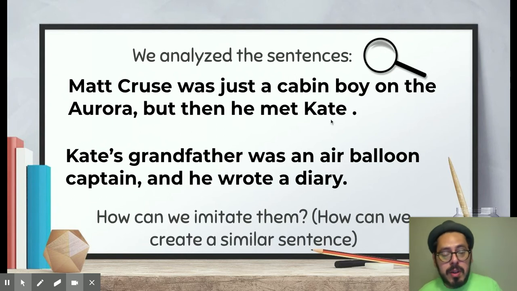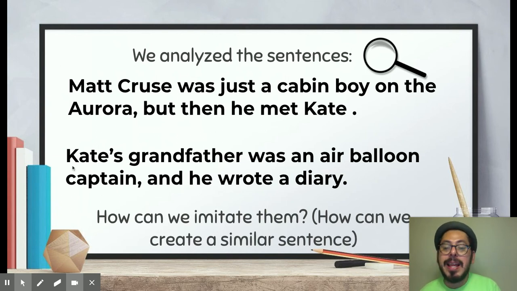Now, the most important thing about this is that we have a proper noun here. Matt Cruz is a proper noun because it's not any boy, it's a particular boy. But then in this case, when we're saying cabin boy, cabin is a place, not a particular one, just any cabin. And then the word boy, we're not specifying which boy. So those two words are not capitalized. They remain lowercase because they're common nouns. We know that. Then Aurora, it's an airship, so it has to be capitalized because it's a particular one. But then he met Kate. And Kate, it's capitalized too because that's the name of a girl.